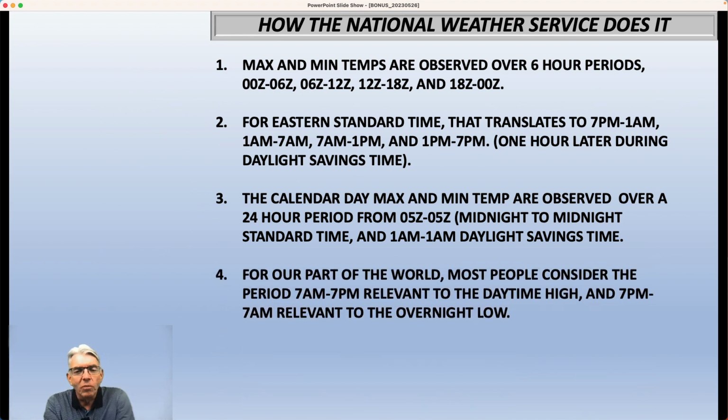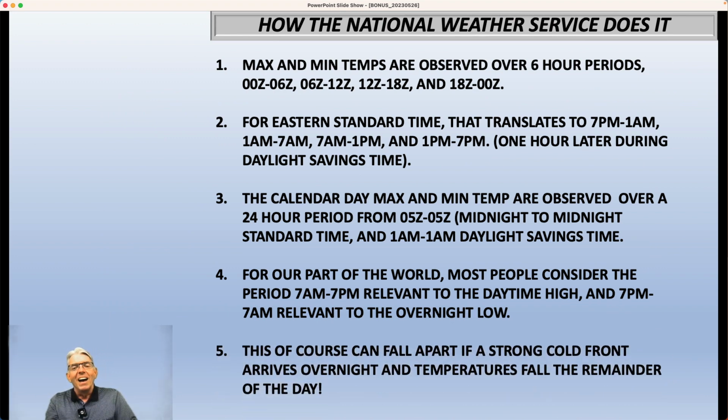Okay, so for our part of the world, most people consider the period 7 a.m. to 7 p.m. relevant to the daytime high and 7 p.m. to 7 a.m. relevant to the overnight low. So since they do it in 6-hour chunks, you would take the lowest of the two lows from 7 p.m. to 1 a.m. and 1 a.m. to 7 a.m., and the highest of the two highs from 7 a.m. to 1 p.m. and 1 p.m. to 7 p.m. Does that make sense?